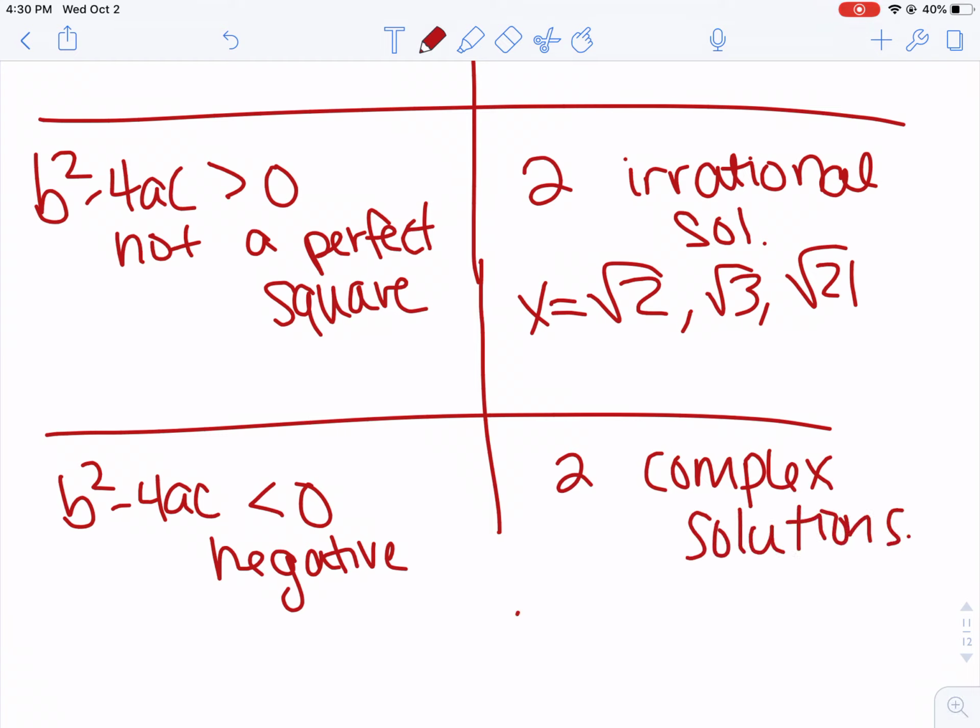So it could be like 2i, 3i, 4i square roots of 2, or whatever, okay? It's going to have an i in it, all right?